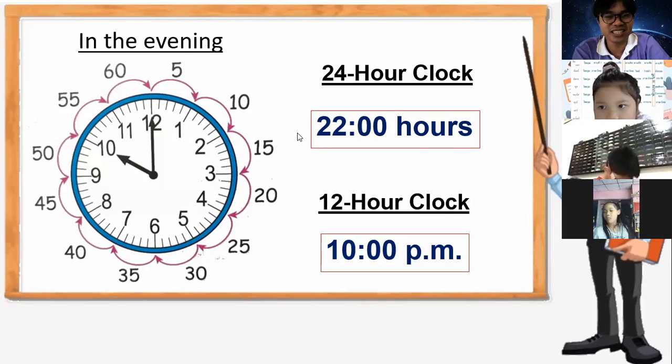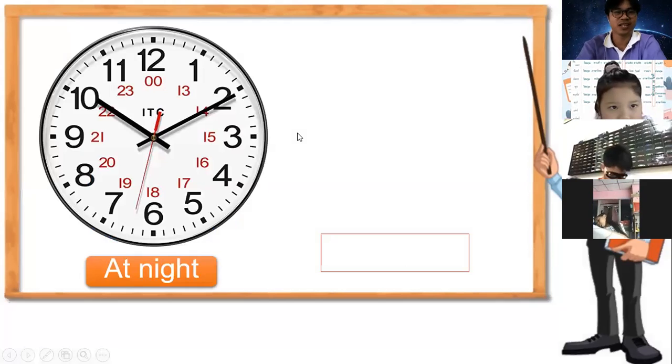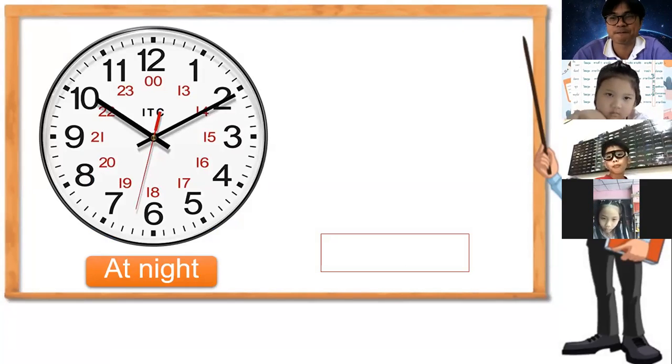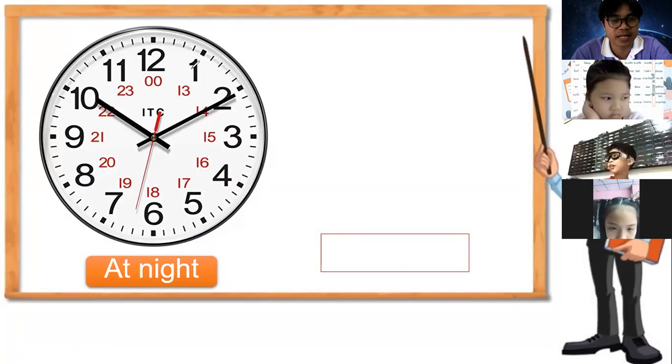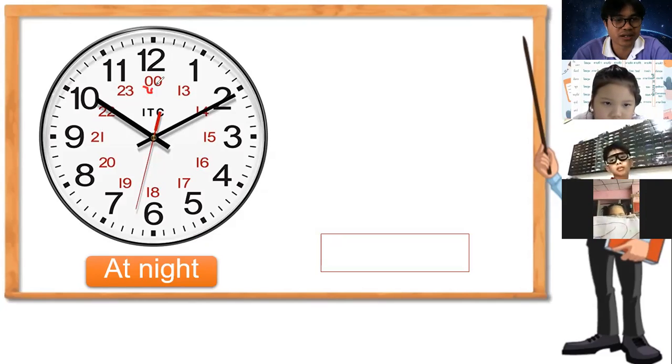Okay, another example here. This is what I told you, the 24-hour system. You can see here the numbers 1, 2, 3, the black ones, and 12, 13, the red ones: 13, 14, 15, 16, 17, 18, 19, 20, 21, 22, 23, 24.